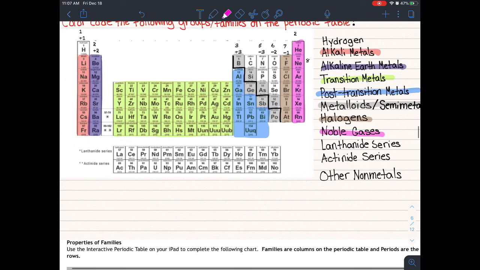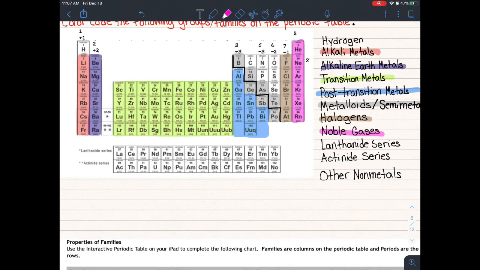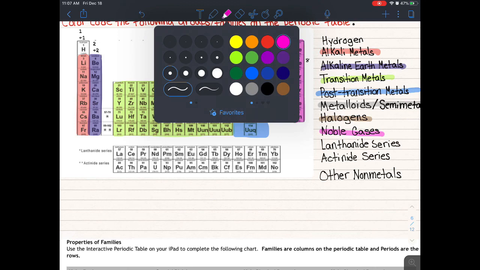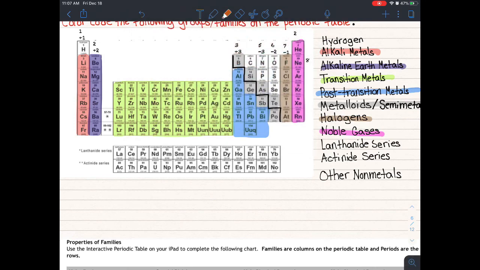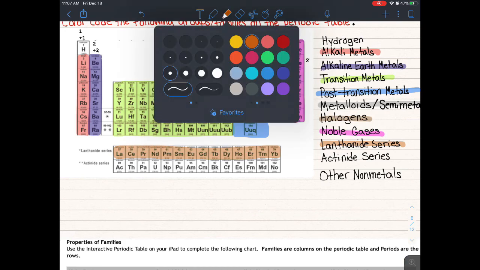Then we have the lanthanide series, which is very easy to find. One of the things I like about it is you can tell that it's the lanthanide series because in this one it's labeled, but it also starts with lanthanum. And then we also have the actinide series.